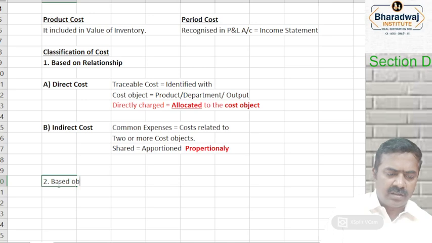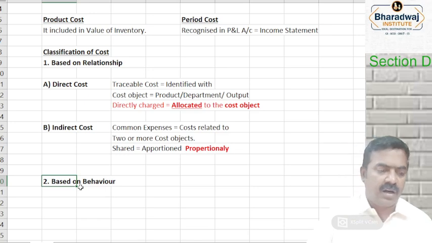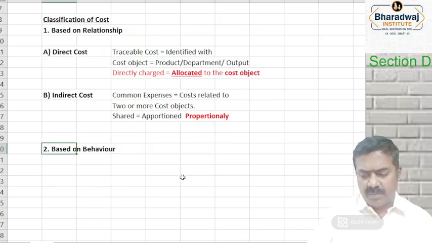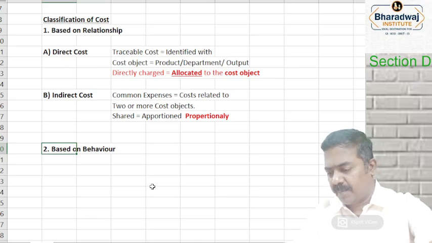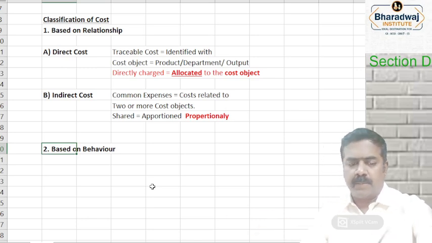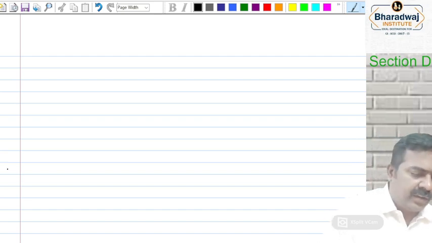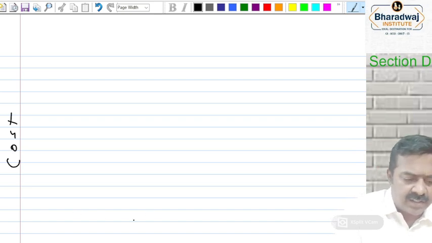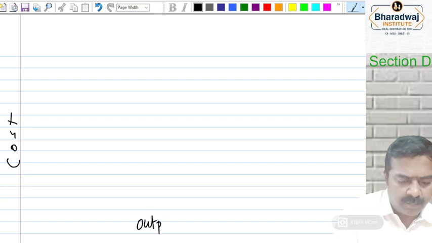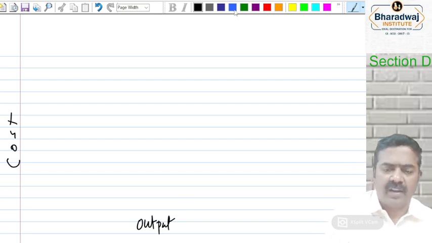Now, based on cost behavior: how the cost changes, how the cost behaves. Maybe let me go for a drawing so that you will understand a bit. Let us take this side as the cost side and this side as the output side. Clear? Vertical axis cost, horizontal axis output.